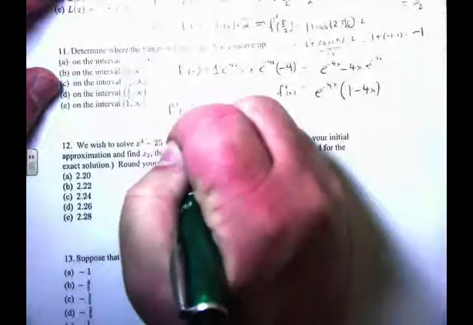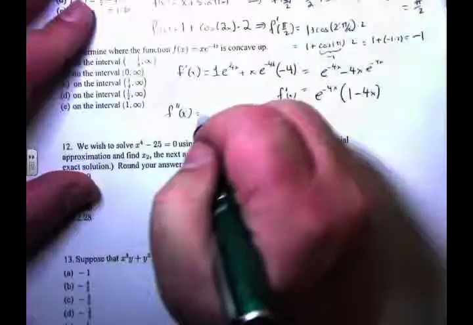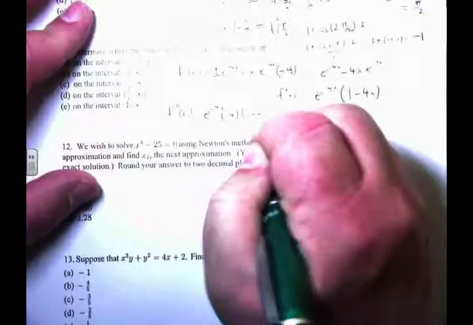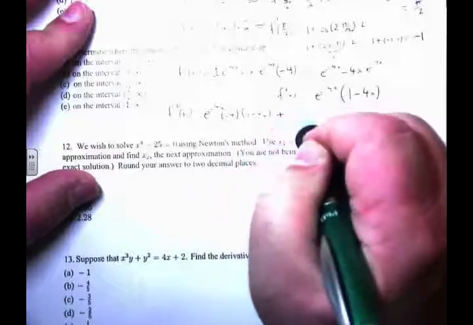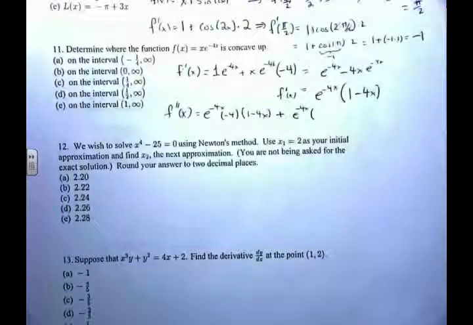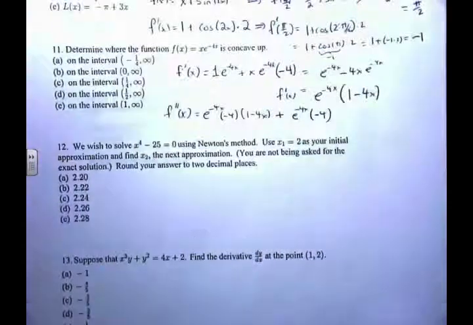I want f double prime of x. So again, I'm using the product rule. Derivative of the first, e to negative 4x times negative 4. Derivative of the first times the second, that's 1 minus 4x. Plus the first, which is e to the negative 4x, times the derivative of the second. Derivative of 1 minus 4x is negative 4. Clean him up. All right.